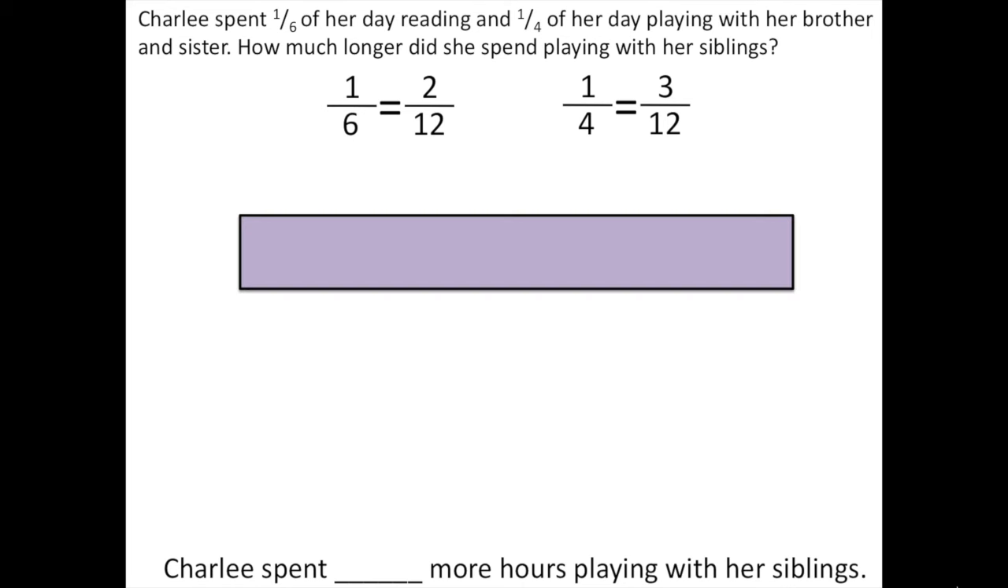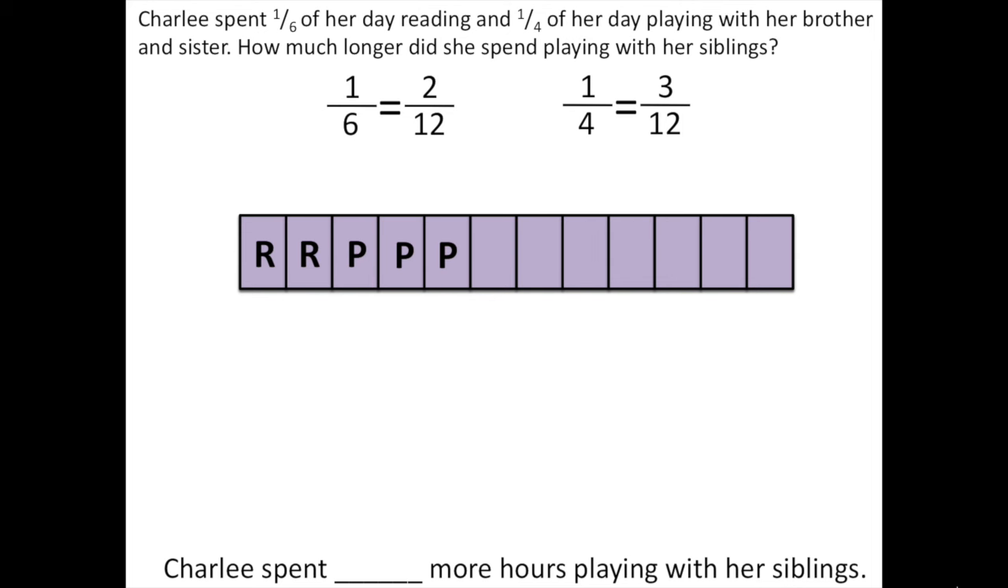Now I can draw a whole bar, break it up into 12 parts because my denominator in both is now 12, and I can label the portion of Charlie's day spent reading and the portion spent playing. So 1/6 is the same as 2/12, so I can label 2 of these boxes R for reading. 2/12 of her day was spent reading. 3/12 was spent playing with her brother and sister, so I'm going to label 3 with a P for playing.